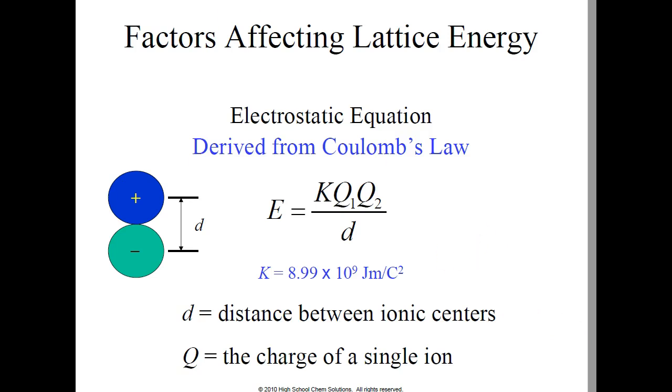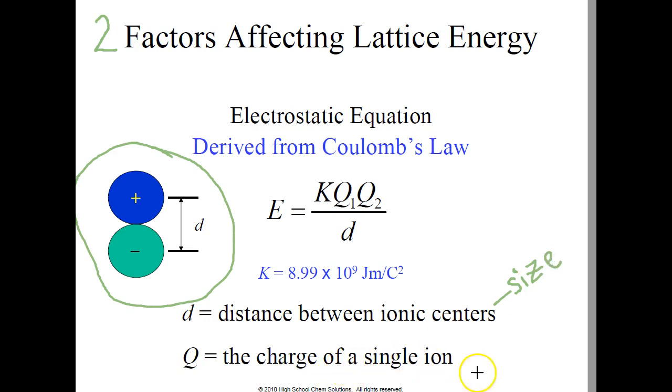There are 2 factors that affect the lattice energy, or the strength of the ionic compound. This comes from Coulomb's law. So if you'll remember, we did the Coulomb's law POGIL, where we talked about attractive force. There are 2 factors that affect the lattice energy, which is that attractive force between your ions. You see that right here. The 2 factors are the distance between the ionic centers, and that is based on the size of the atoms. And the other factor is the charge on the ions.